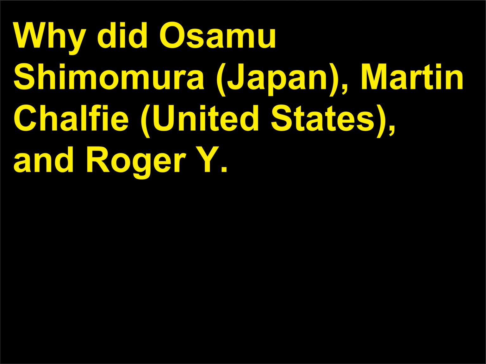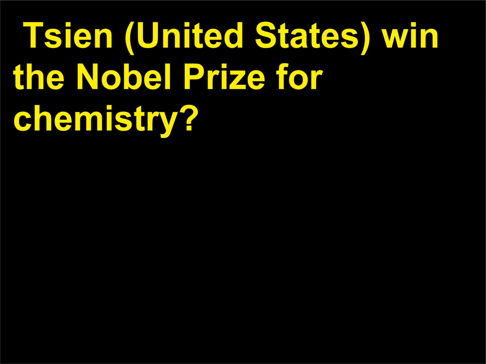Why did Osamu Shimomura, Japan, Martin Chalfie, United States, and Roger Y. Tsien, United States, win the Nobel Prize for Chemistry?